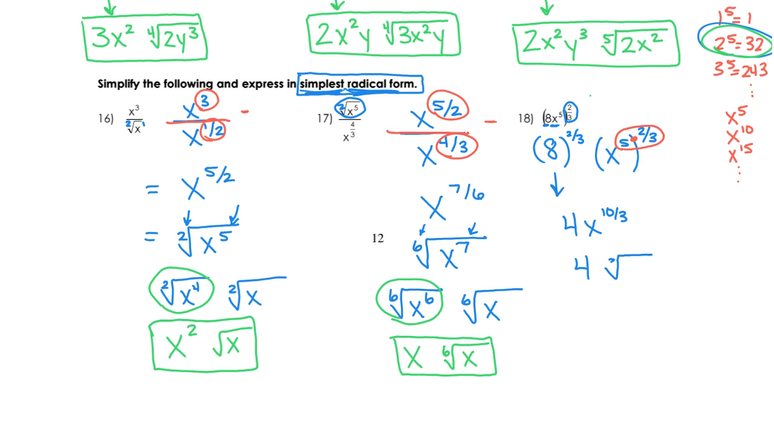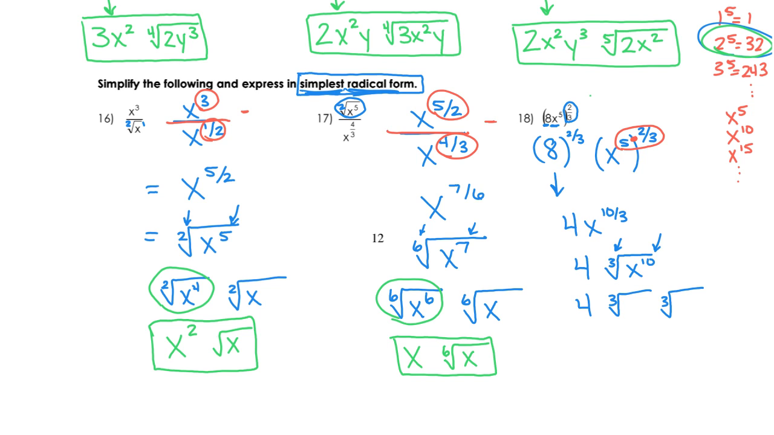And 3 is on the bottom, so 3 gets the crack, and x to the 10th would stay underneath. Again, normally we would box that up as our answer, but now that I showed you how to simplify radicals, we can put this in simplest radical form instead of just radical form. So the 4 stays, and we're going to break this up into a perfect cube root and a not perfect cube root. 10 is an exponent. It's not divisible by 3.